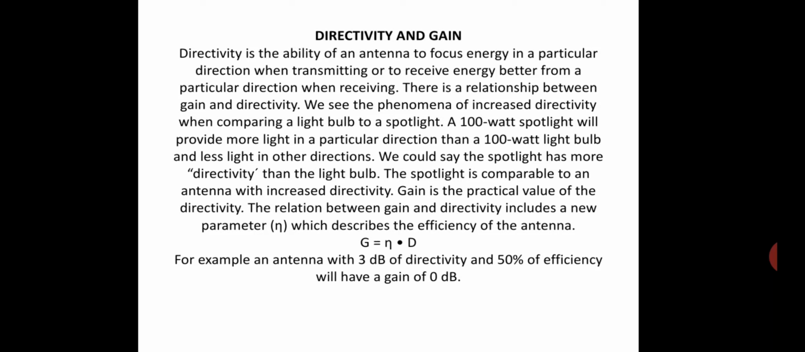Gain is the practical value of the directivity. The relation between gain and directivity includes a new parameter, eta, which describes the efficiency of the antenna. So the gain is written as G equals eta into D. For example, an antenna with 3 dB of directivity and 50% efficiency will have a gain of 0 dB.